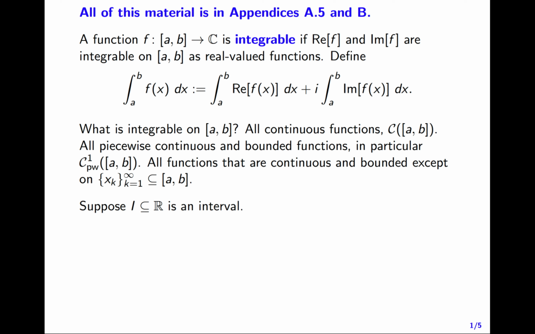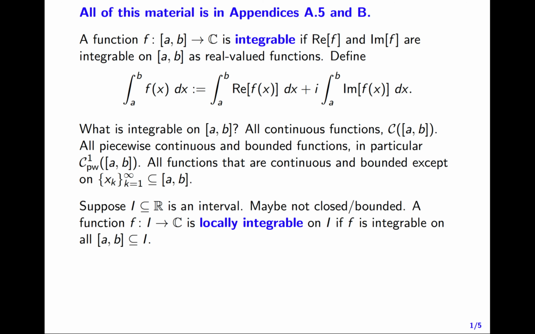Now let's suppose we have an arbitrary interval I contained in the reals, not necessarily a closed bounded interval from a to b. We will say that a function f from I into the complex plane is locally integrable on I if f is integrable on all closed bounded subintervals a to b contained in I. So you give me the interval, maybe it's open at one or both ends, maybe one of the endpoints is infinity, and then the function f from that interval into the complex plane is locally integrable if whenever you pick out a closed bounded interval a to b in the larger interval, f is integrable in the usual sense on that interval.